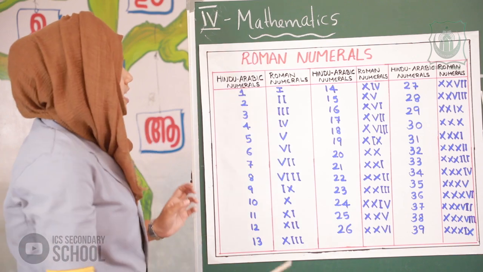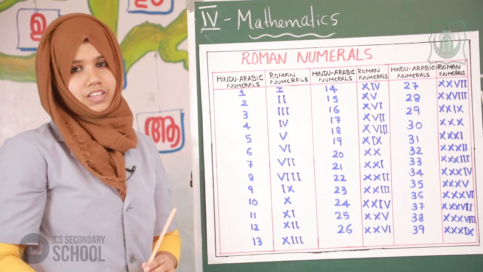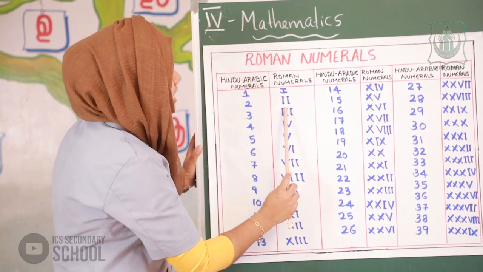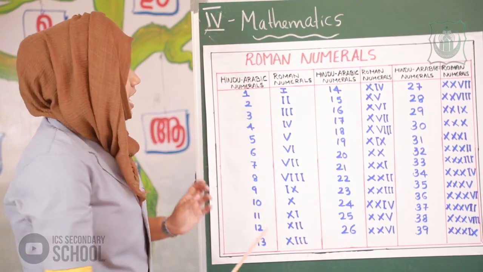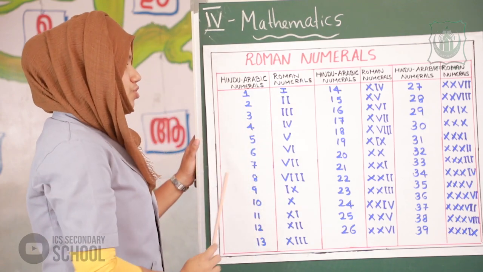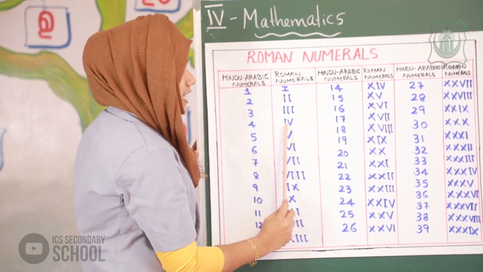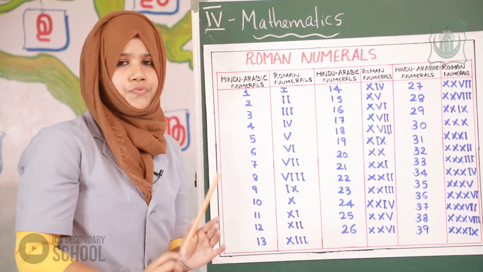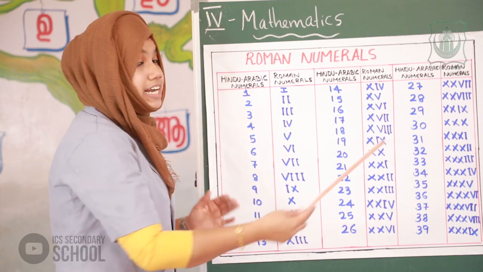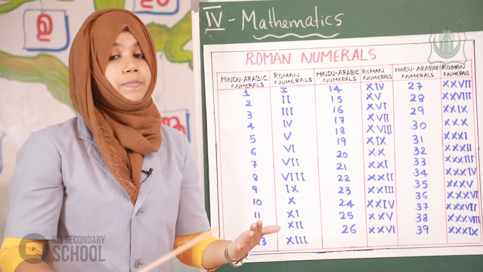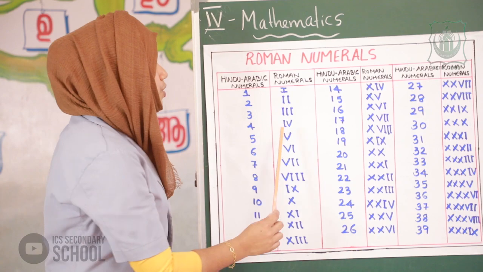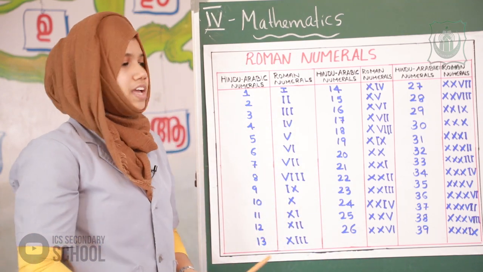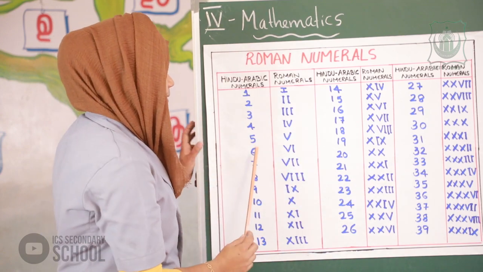Is it clear? Next is 3. How to write the number 3 as a Roman numeral? Yes, there are 3 I's. Next is 4. In this 4, we can see the I and V. I means 1 and V means 5. We will study the rules of writing Roman numerals, so you can clearly understand why the number is written like this. Now, we can just discuss that.